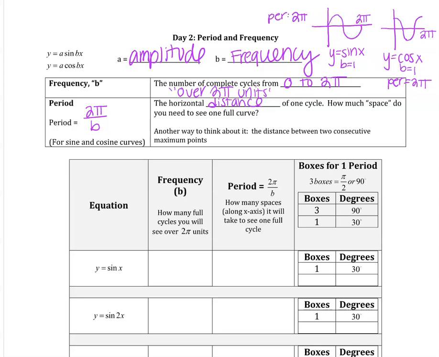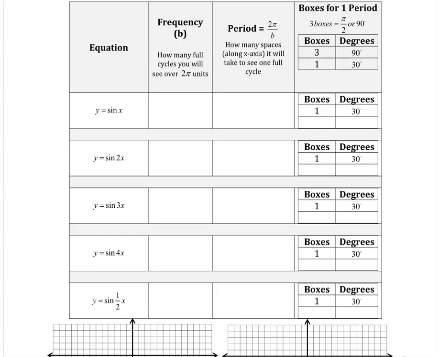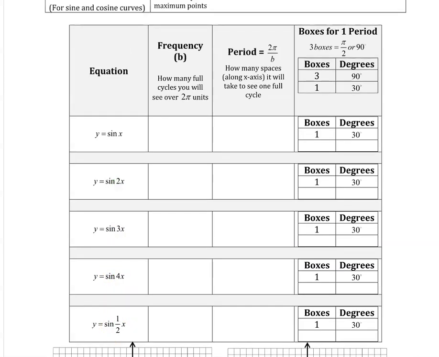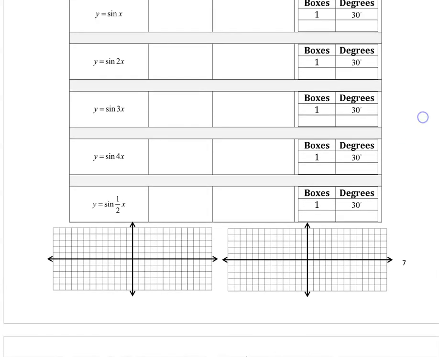That's the period. So in the table below, I'm going to switch up the frequency on you guys. So you'll notice we start with our basic y equals sine of x, and then I change it to a 2, a 3, a 4, and a 1/2. Okay, now I'm also going to graph a couple of them down below on this grid, so you guys get a visual representation of what's happening.